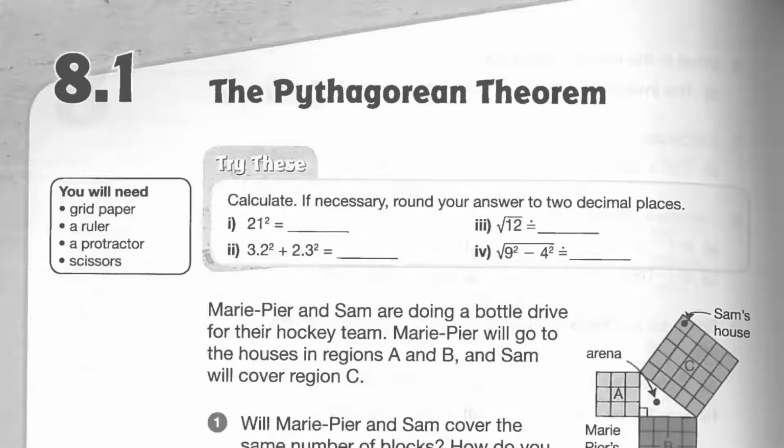Hopefully you're familiar with a calculator and how to find your square button. So first off, it says calculate 21 squared, and 21 squared is 441. The second one is 3.2 squared plus 2.3 squared. So I'll put that once again on my calculator. 3.2 squared plus 2.3 squared gives me an answer of 15.53.